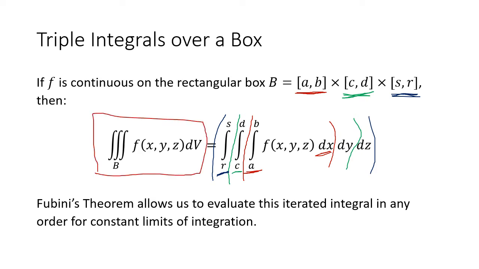And then typically it'll be your job to plug in those bounds in the correct order. Now, the nice part is Fubini's theorem lets us evaluate iterated integrals like this in any order. As long as our limits of integration are constants, I can evaluate in any order, and I'm still going to get the same result.